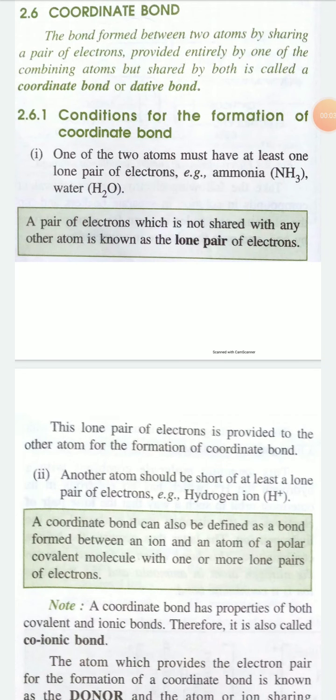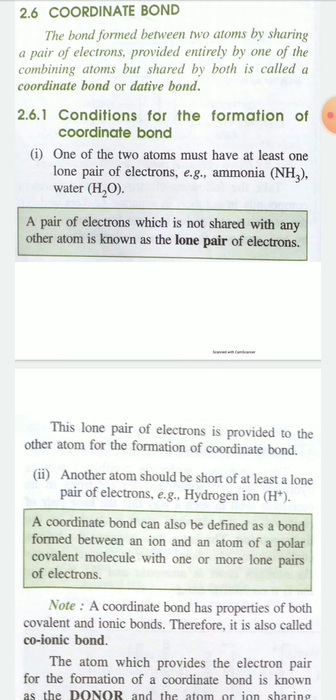Today I'll discuss ICSE class 10 chemistry. The topic is chemical bonding. In the previous videos, I have already discussed the electrovalent bond and the covalent bond. And I told that bonds are formed between two atoms either by transferring electrons from one combining atom to another, or by the formation of electron pairs between the two combining atoms.